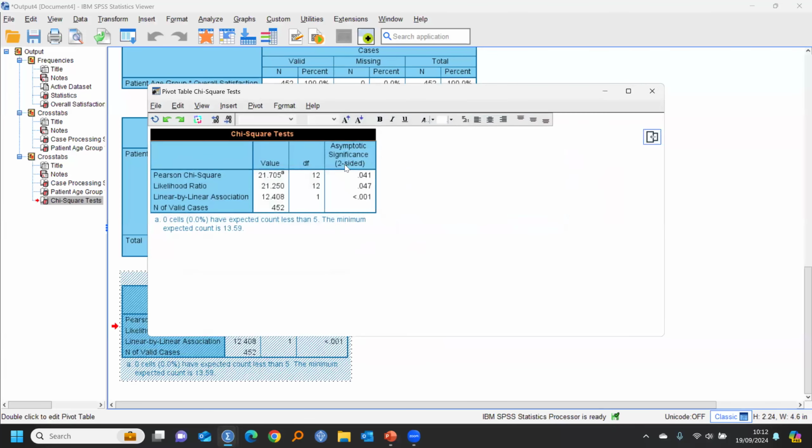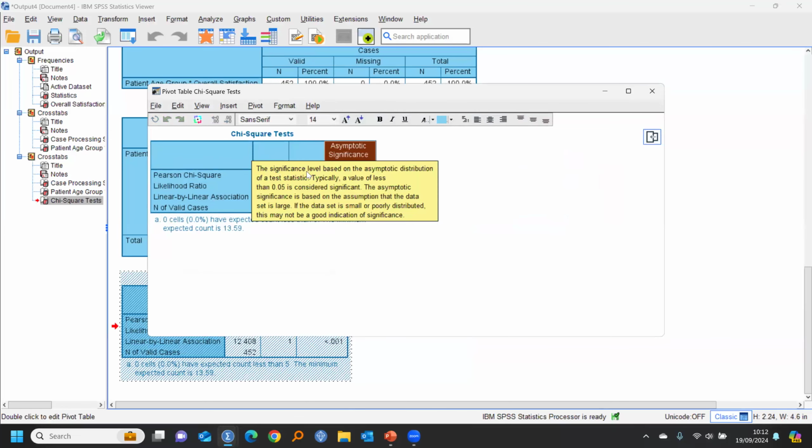In fact, if you double click on these pieces of output and then say, what's this? It will tell you what it is. It says a significance level based on asymptotic distribution. Asymptotic just means estimated, basically. Estimated distribution of a test statistic. Typically, a value of less than 0.05 is considered significant.